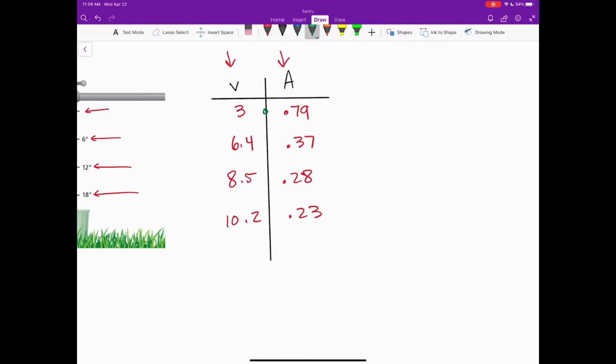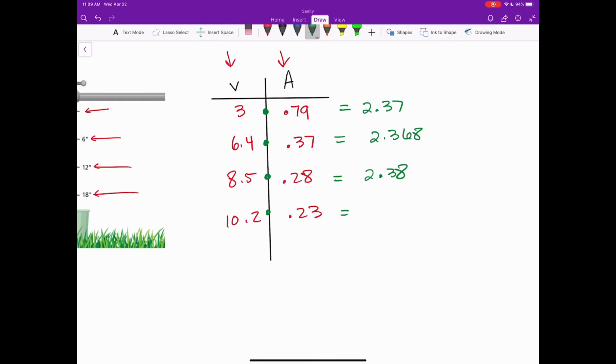So I'm going to say 3 times 0.79, okay? And that's going to give you a number of 2.37. What about 6.4 times 0.37? Well, that gets you 2.368. I have done these calculations already. 8.5 times 0.28, that gets you 2.38.